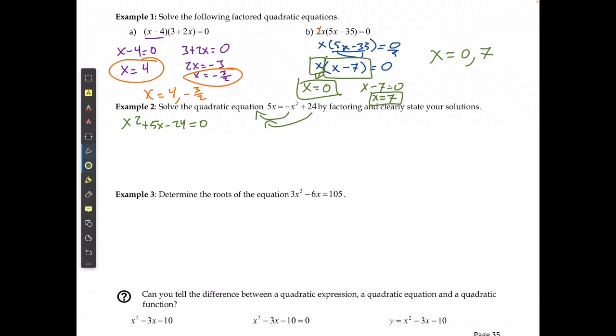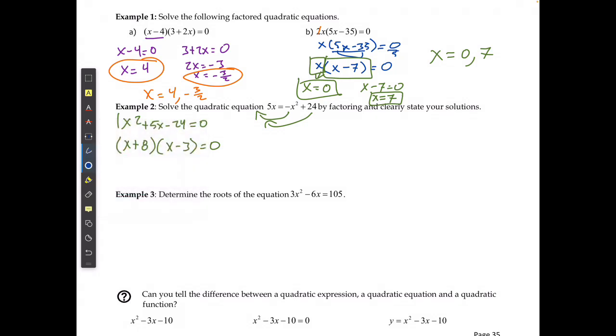At this rate, I can say that I have an a value of 1, which means that I can factor this by inspection. I need two numbers that multiply to make 24, or negative 24 as the case may be, but add up to 5. And it would be positive 8 and negative 3. So my two factors are going to be x plus 8 and x minus 3 is equal to 0.